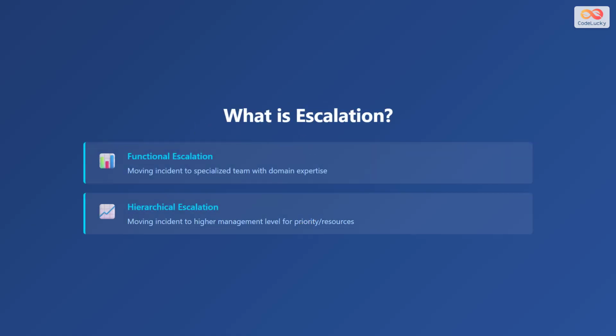Escalation is the process of moving an incident to a higher level of expertise or authority when the current team cannot resolve it. There are two main types of escalation. Functional escalation moves the incident to a specialized team with domain expertise. For example, if a networking issue requires specialized knowledge, you'd escalate to the networking team. Hierarchical escalation moves the incident to higher management levels for priority decisions and resource allocation. This happens when you need senior management approval or when the incident has significant business impact.